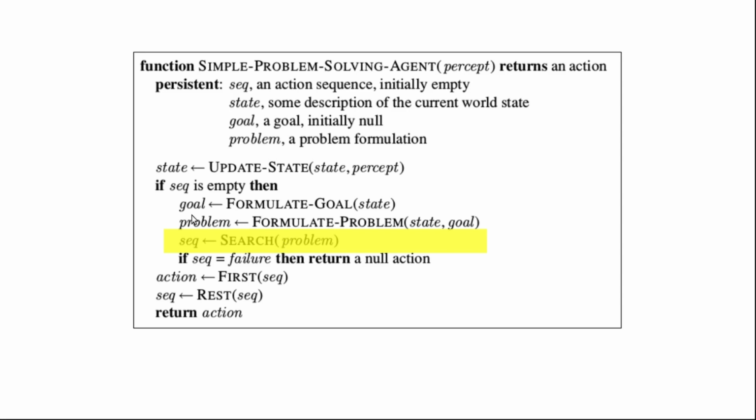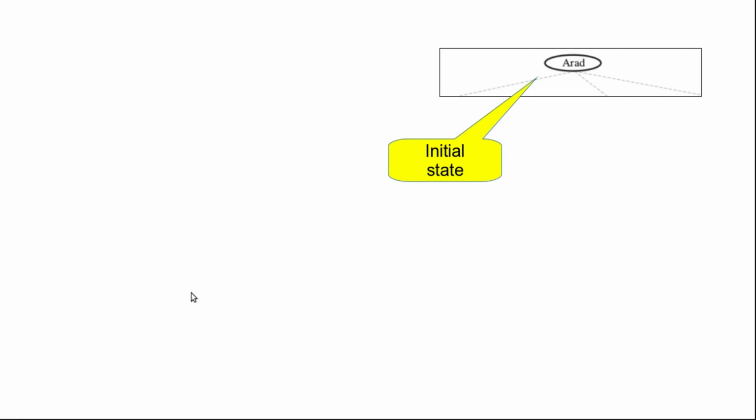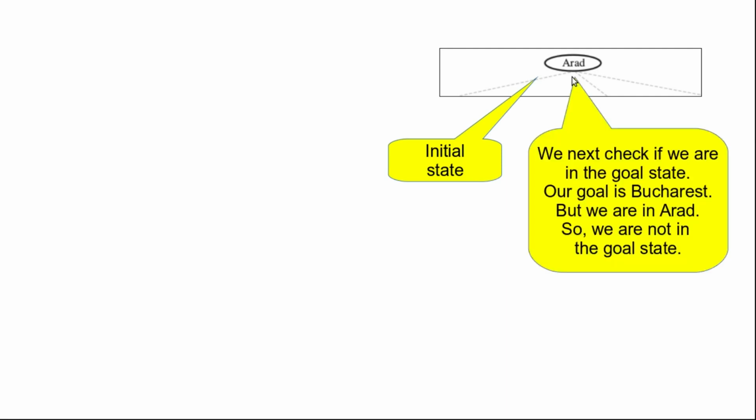So starting from today's class, we will start talking about this search operation, and we will look at different search algorithms. For today's class, we will use this route finding problem, where our initial state is Arad and our goal state is Bucharest, and we want to find a route. So our initial state is Arad. So this is our current state.